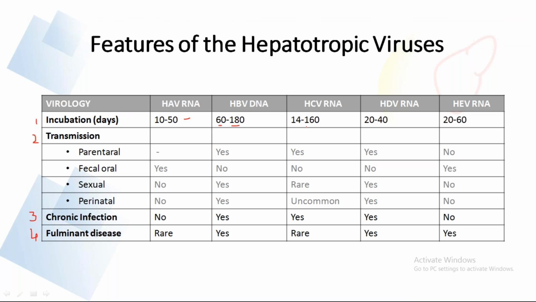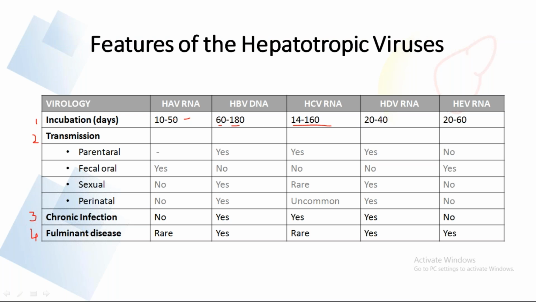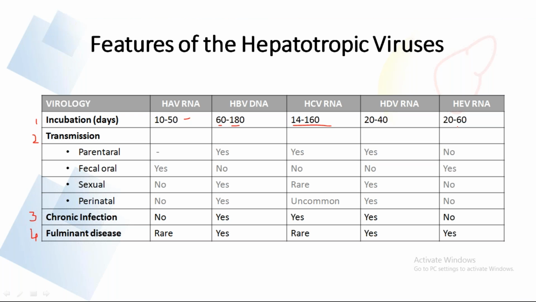C is almost like hepatitis A, but the range is much larger. The range is like B, but the beginning is like hepatitis A. And D and E are almost like hepatitis A, 20 to 40, 20 to 60. You need not remember the exact figures, not necessary. They are almost alike; only prolonged incubation periods are with B and C, where C has a wide range and B has a lesser range, 60 to 80 days, 2 to 3 months. So this is the incubation period in a nutshell that you can remember.